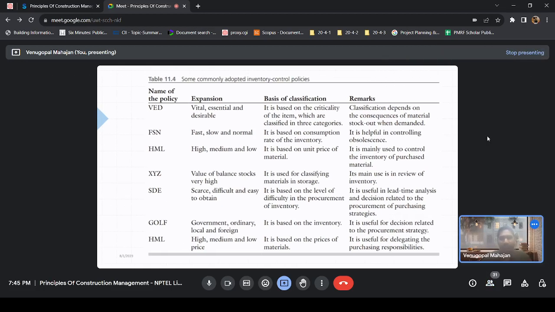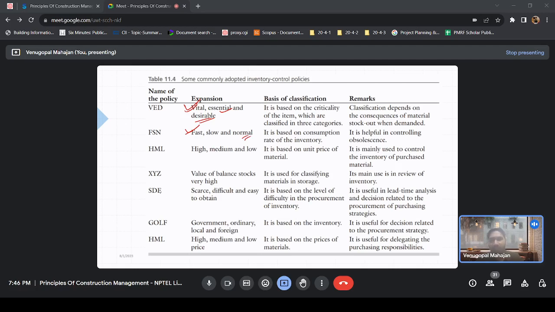So what we have here is that one is VED. You first decide which one is very important, which one is important, and which is desirable. Similarly, some items you use very fast. Let's say you are preparing breakfast, so you will consume eggs and bread very fast, but your oil consumption would be low and your veggies on the normal side. This is how you decide which one to order fast.